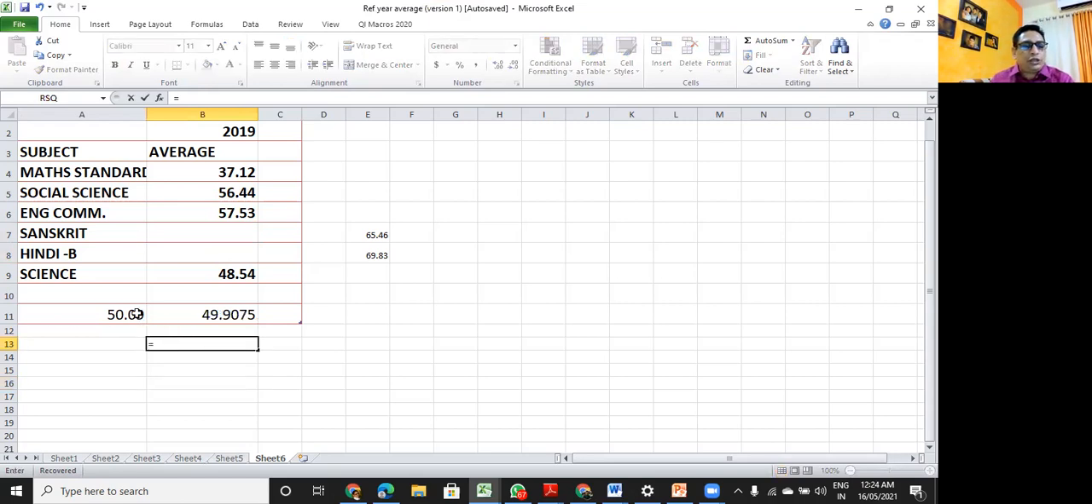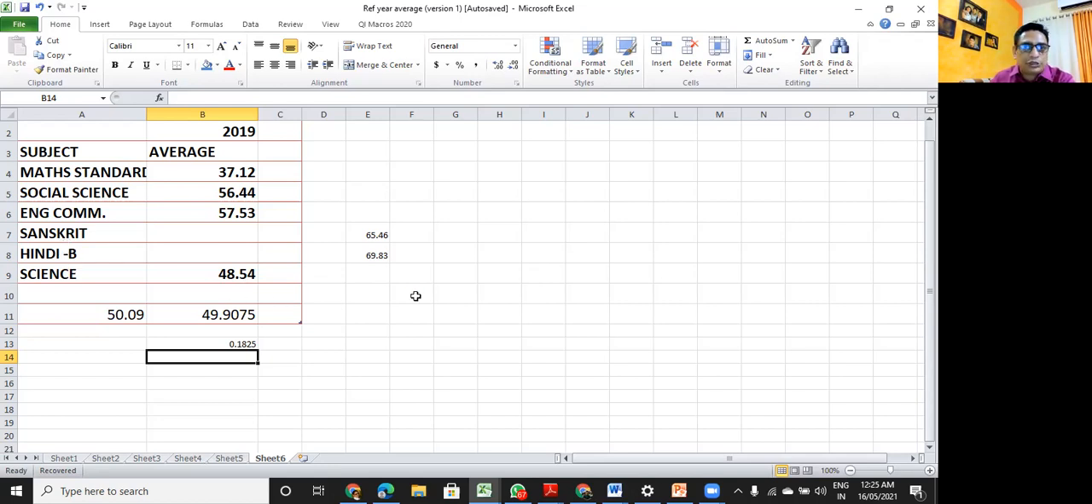The difference is, you see, I'm subtracting the average, both the averages, only 0.1825 marks is the difference between what the board has given and what is being calculated, leaving out both the second languages. So when that is the case, what you have to do is write a mail to the board, to the examination department, pointing this out to them and asking them if this is the case, that they have left out two languages or not.